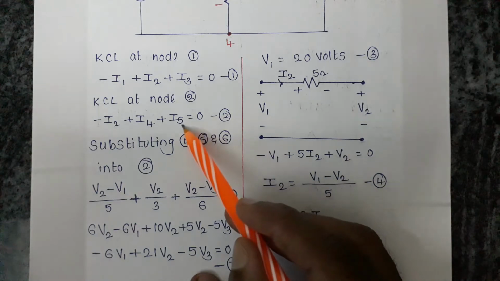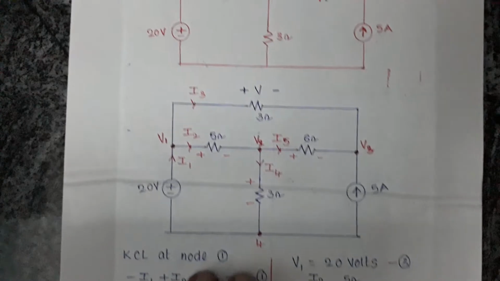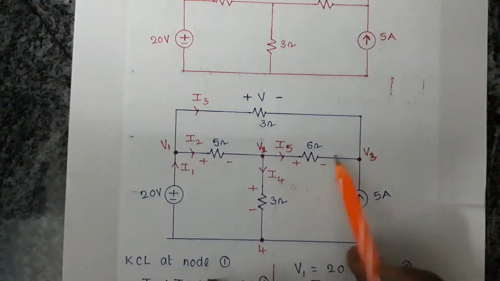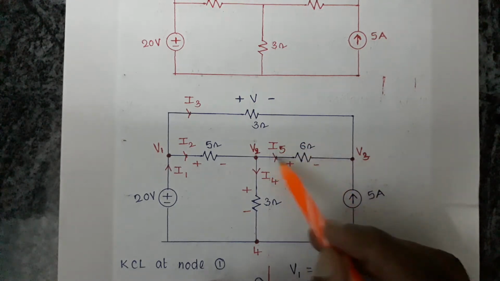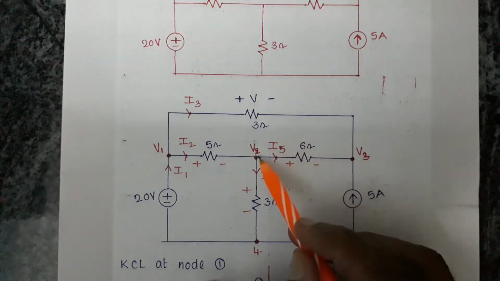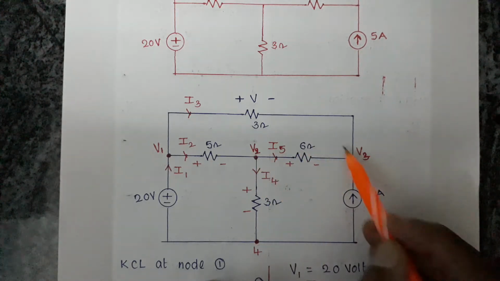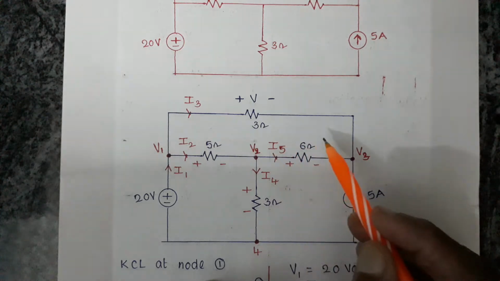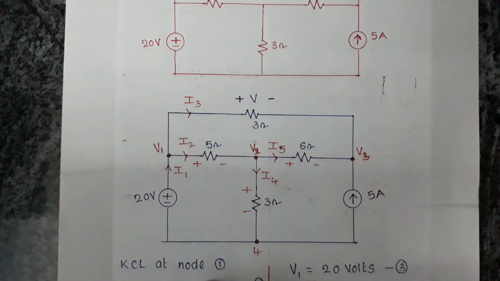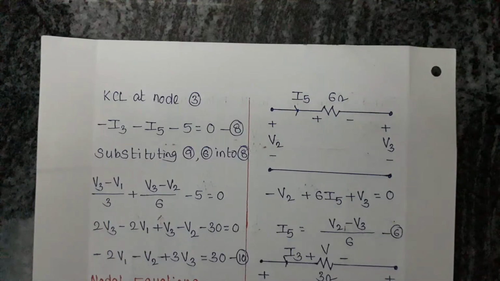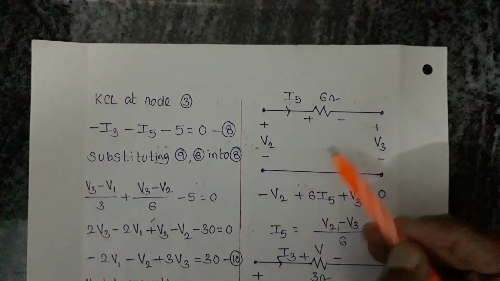Now we have to get I5 as a function of node voltages. I5 is the current in the 6 ohm resistor. So we have to take this part of the circuit, that is the 6 ohms. The current flowing in the 6 ohms is I5 and the voltages at the terminals are V2 and V3. So we have to take only this part of the circuit to get I5 as a function of node voltages.